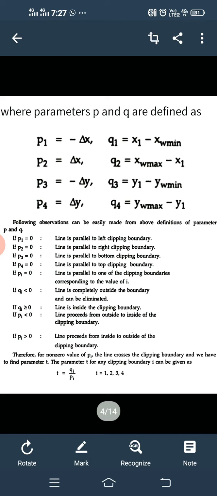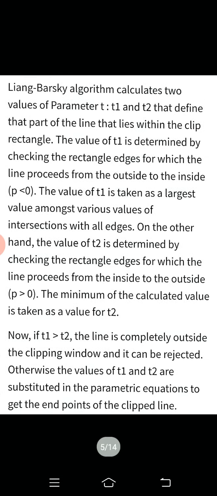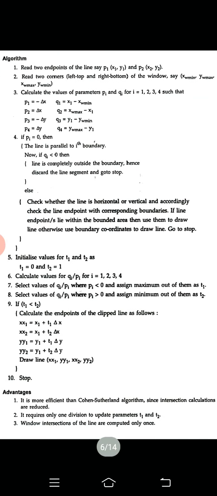Now, after calculating these parameters and getting these observations, we have to calculate the next parameter, that is t. The value of t equals qi upon pi. That is, we simply divide the value of the q parameter by that of the p parameter, and this step is followed 4 times because we have the values of p and q from 1 to 4. So this is the algorithm.